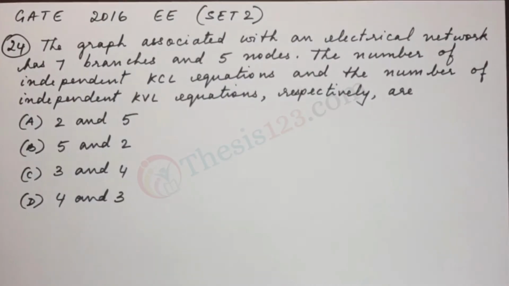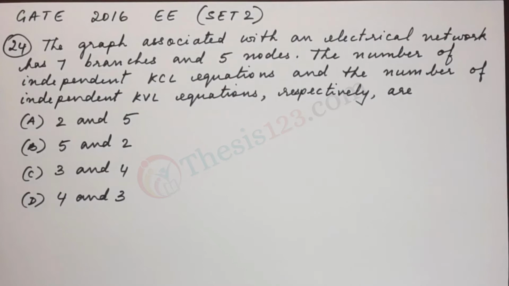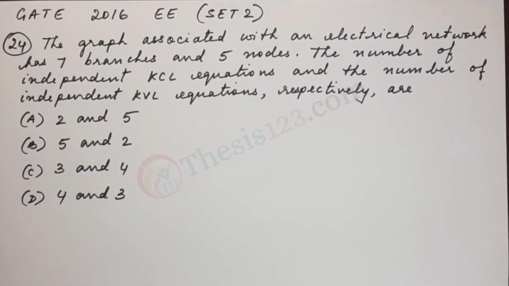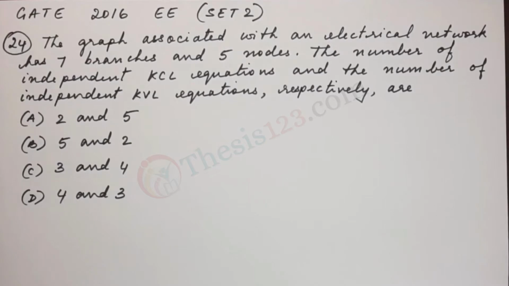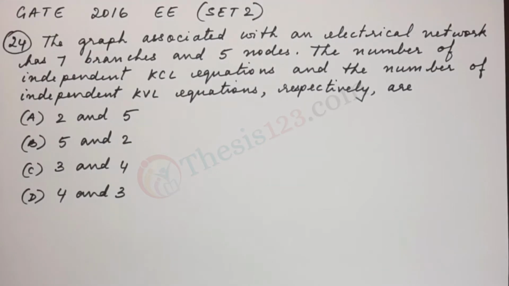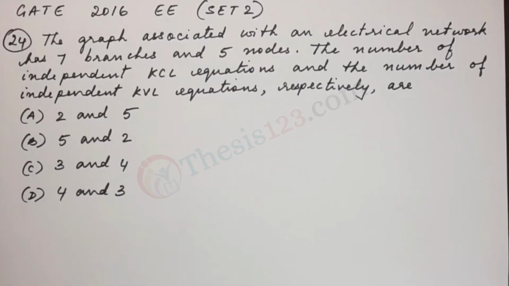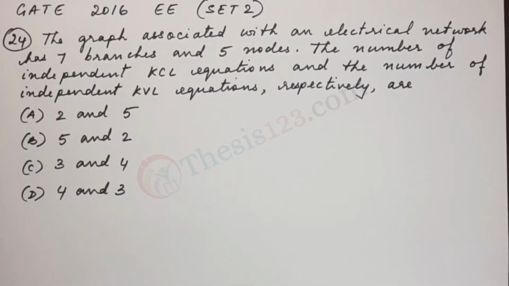Here's the next question, number 24. The graph associated with an electrical network has 7 branches and 5 nodes. The number of independent KCL equations and the number of independent KVL equations respectively are.